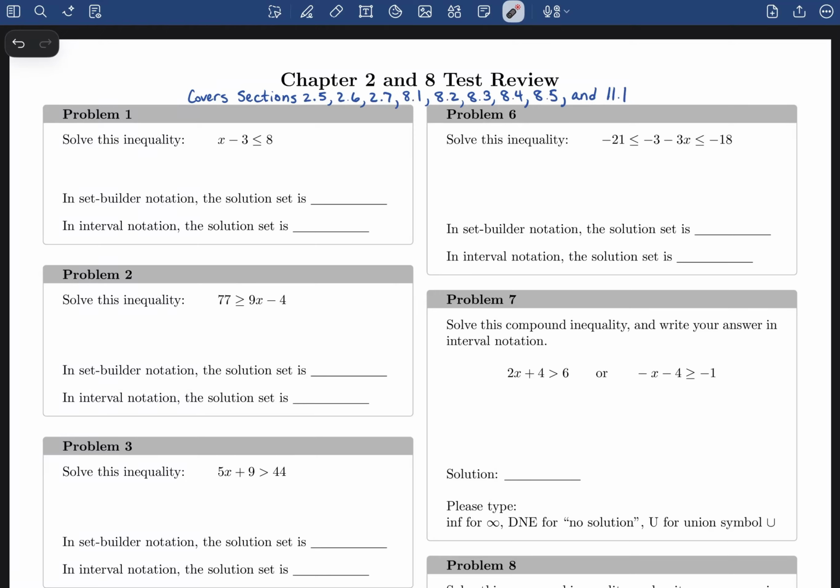This is the Chapter 2 and 8 test review. It covers sections 2.5, 2.6, 2.7, 8.1, 8.2, 8.3, 8.4, 8.5, and 11.1. Great, so 3 sections from Chapter 2, 5 sections from Chapter 8, and a single little section from Chapter 11. So let's jump in. We have 34 problems, and these problems are exactly associated with your 34 problems in your web work assignment.